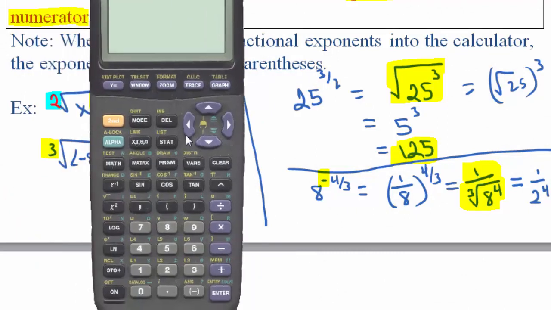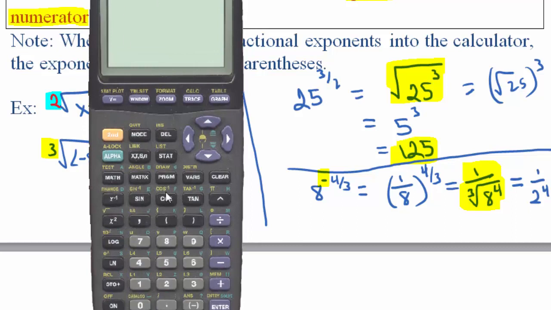I can do this on the calculator also in 2 different ways. I can do 8 caret, let's see if this is visible. Yeah, 8 caret parenthesis negative 4/3, which is going to be 0.0625, and then if I turn that into a fraction, right, hit math, go to a fraction, and it's 1/16.